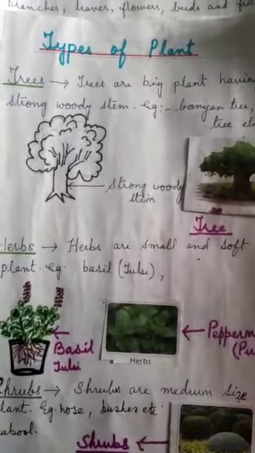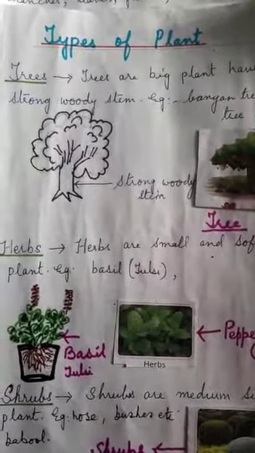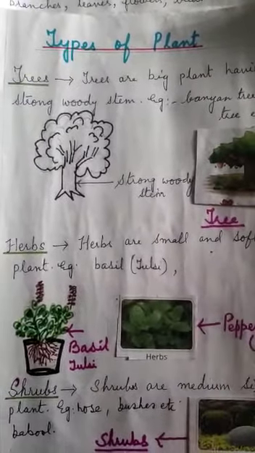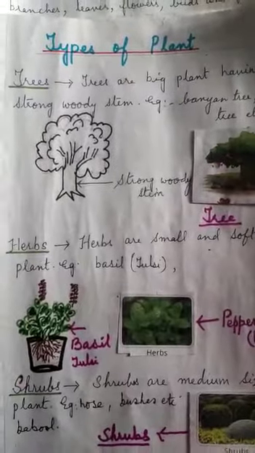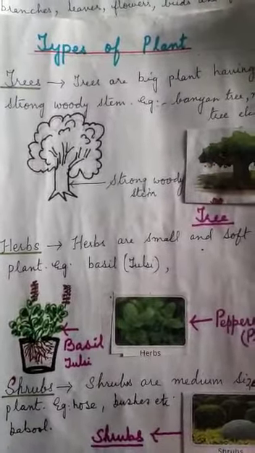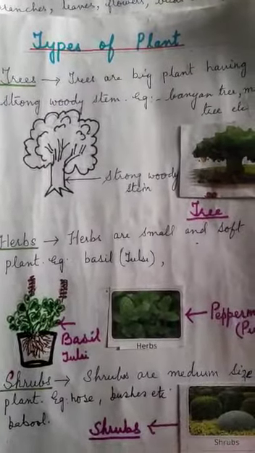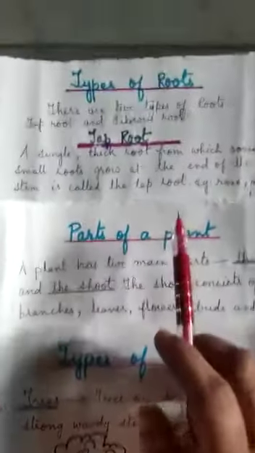So please watch and listen to the video with full concentration. I hope you will enjoy and understand it well. So today's topic is plants in the surroundings and environment. In this chapter, today we are going to learn 3 important points. And those 3 important points are types of plants, parts of a plant, and types of root.